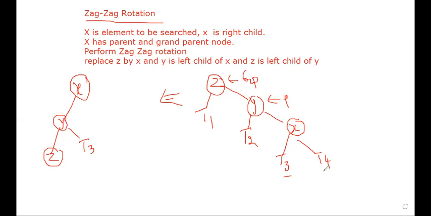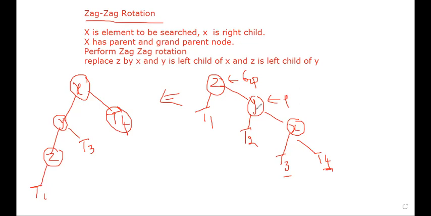Next, T4 is on the right side. So T4 stays as it is, made as the right side. Then T1 is on the left side, so it will be on the left side of Z.